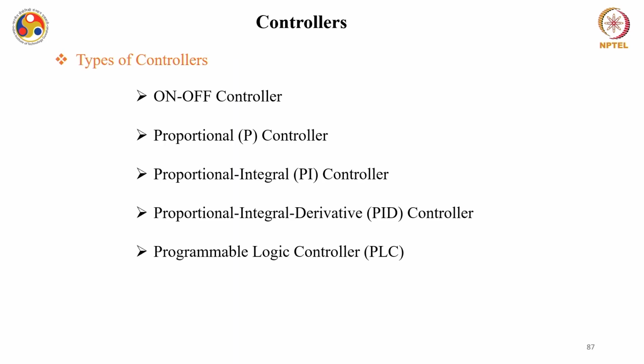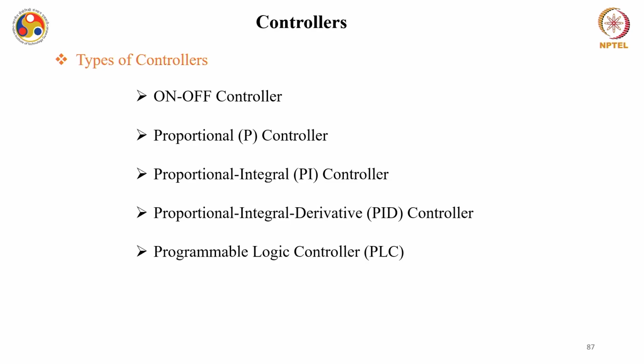In process control, we have seen how a feedback control loop helps in improving the performance of the system, and in that feedback control loop, controllers play a very important role. We have seen different types of controllers like the on-off controller and the proportional or P controller. We have also seen the proportional integral or PI controller, PD controller, PID controller, and altogether a totally different digital controller, that is the programmable logic controller.